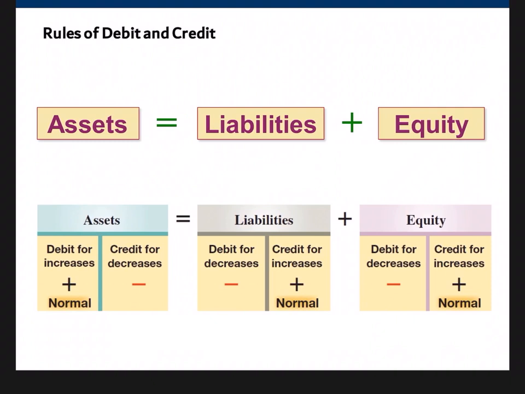Now, let's talk a little bit about the rules of debit and credit. Since we've identified what debits and credits are, we need to understand how and when it is appropriate to post a debit or credit entry to a given account. Using the accounting equation as our guide here, again, assets equal liabilities plus owner's equity or shareholders' equity, we can understand the rules of debit and credit along the following lines. For asset accounts, we debit these accounts to increase them and credit them to decrease.